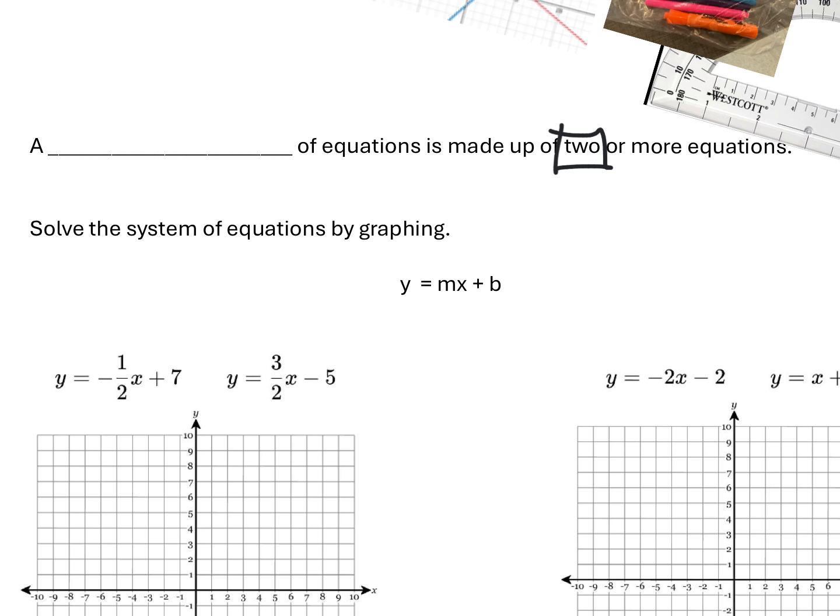Yes, there is such a thing as more than 2 when you get to Algebra 2, especially those of you that are going to be doing upper level math. You might do 3 equations, 4 equations, but think about how much smarter you're going to be once you do.